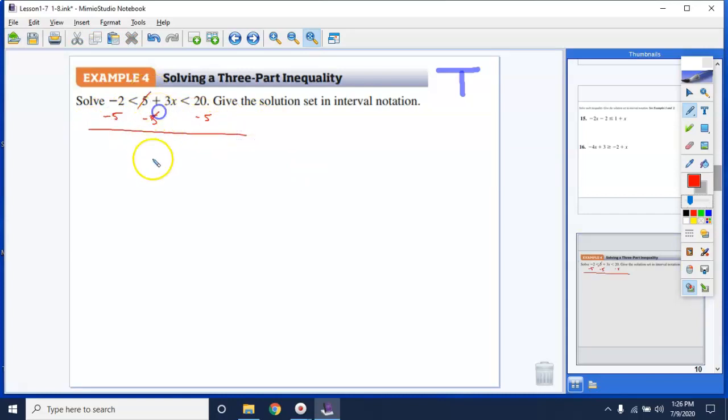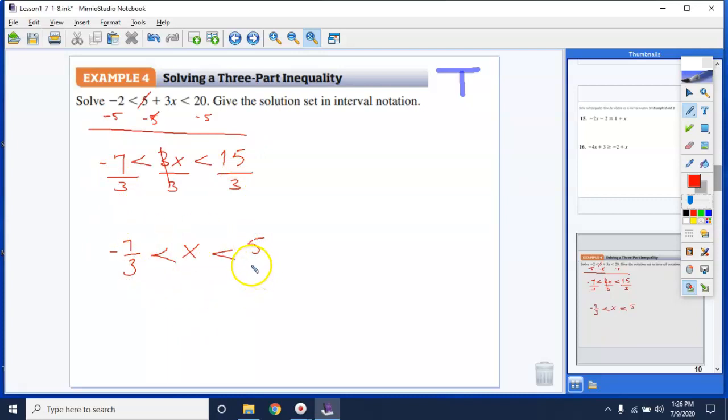But in the middle we have left what? 3x, right? On this side 20 minus 5, so it should be 15. On this side negative 2 minus 5 should be negative 7. And lastly, to get x alone, I should divide every single term by 3. These two cancel. X should be between what? 5. And this side we can just leave it like this.